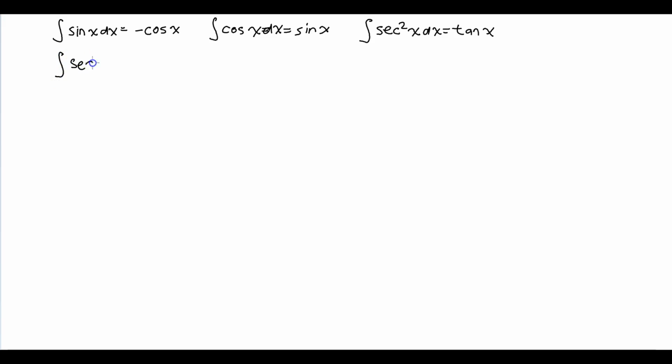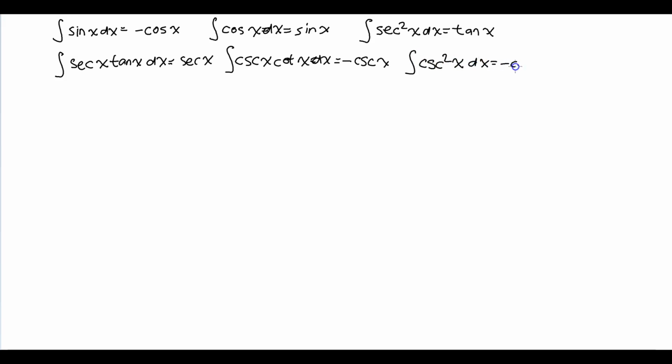The integral of secant x times tangent of x equals secant of x. The integral of cosecant of x times cotangent of x equals negative cosecant of x. And the integral of cosecant squared of x equals negative cotangent of x.